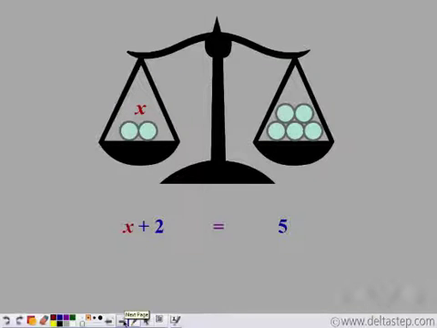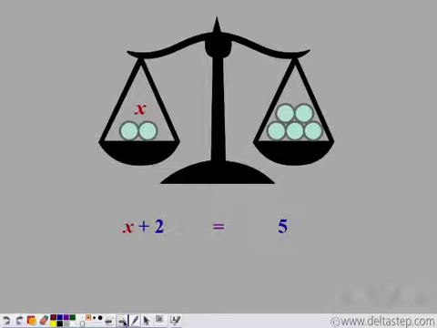Now have a look at this equation. x plus 2 is equal to 5. This is an equation. So the two sides of this equation can be represented using a weighing scale. On one side, we have x plus 2, that is x and 2 balls. On the other side, we have 5, that is 5 balls.